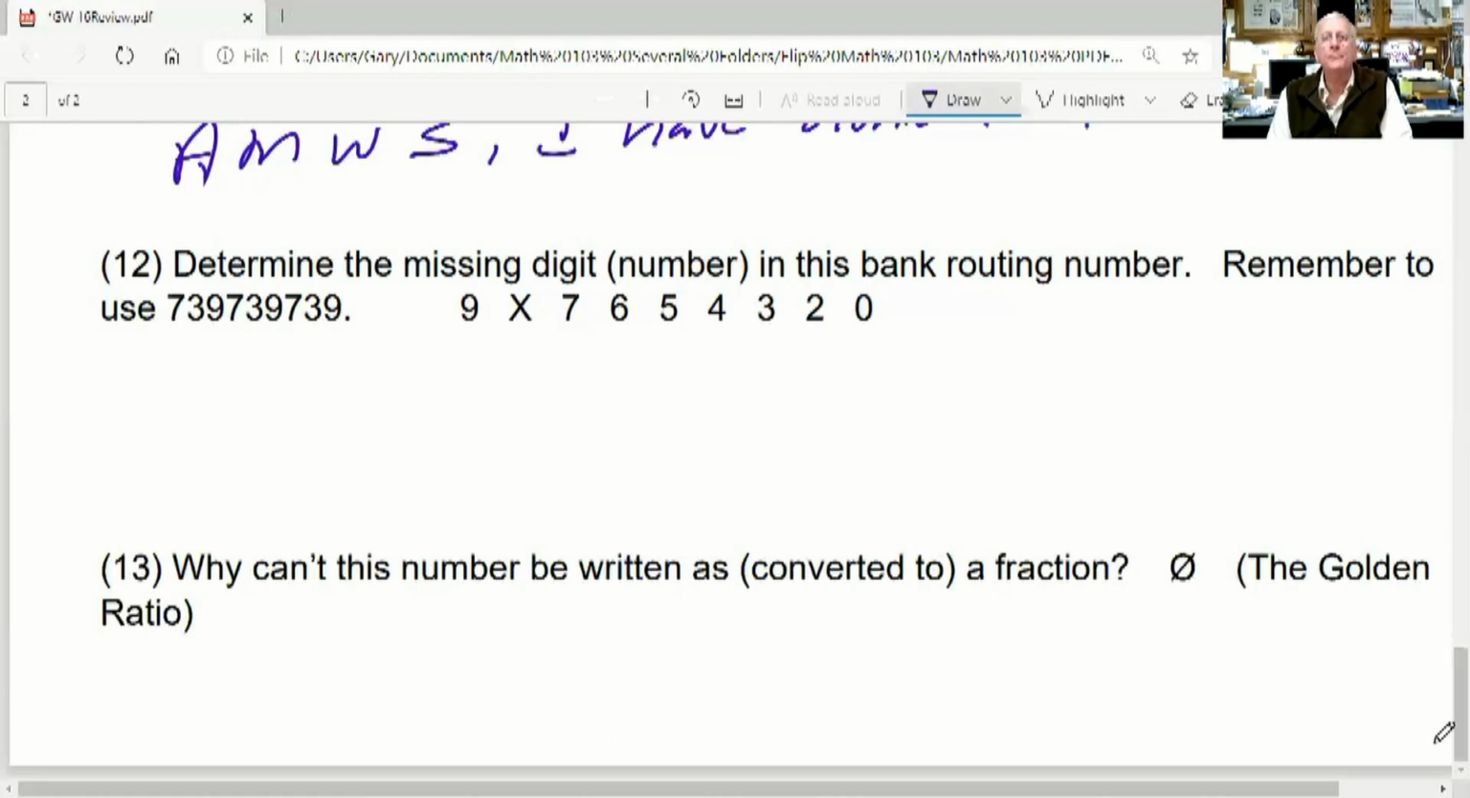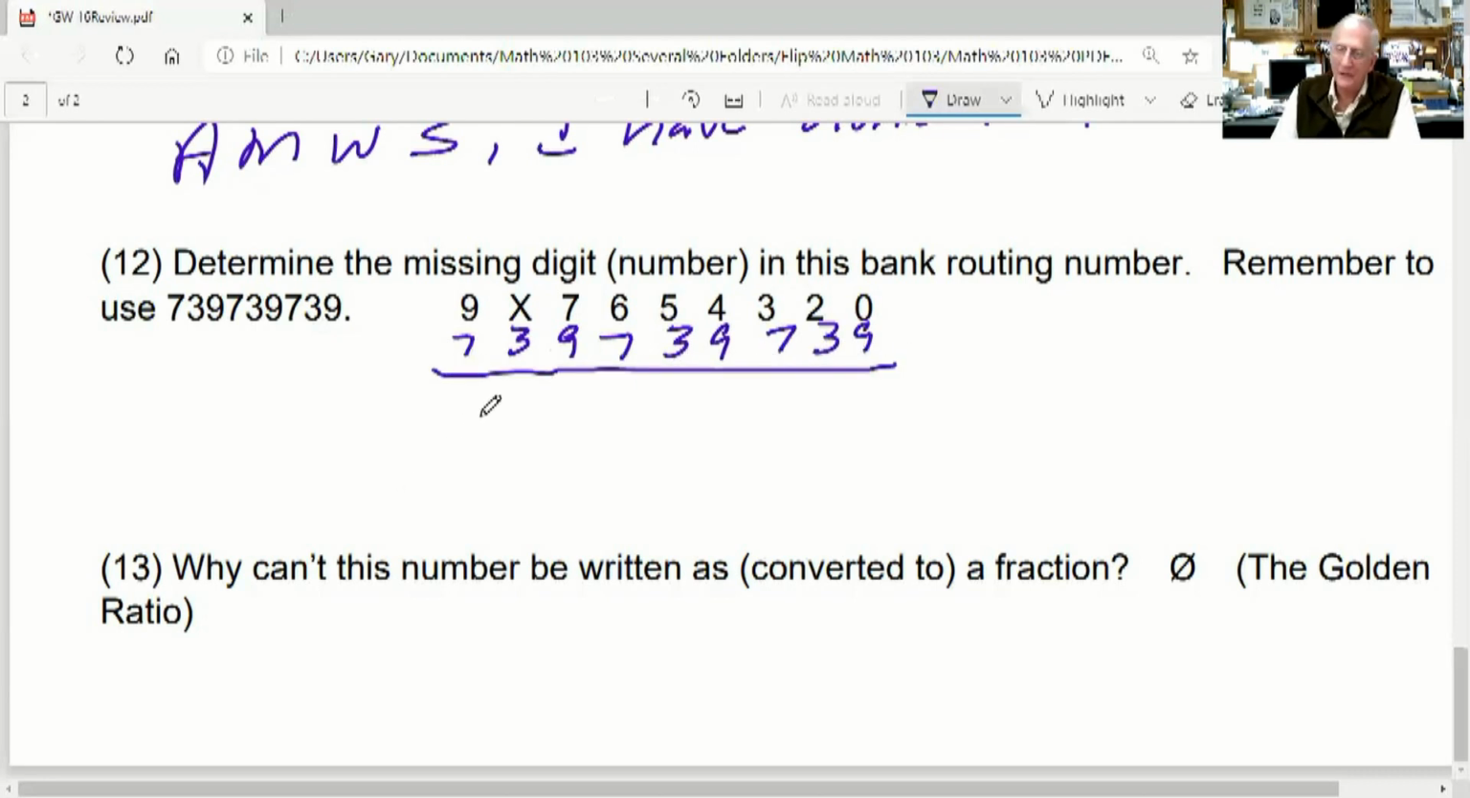Well, let's take a look at problem 12. Determine the missing digit in this bank routing number. Remember to use 739, 739, 739. Okay, these are a little more complicated because the numbers are a little larger, but we can handle it. So let's put them down. And let's multiply them out. 63, 3x, 63, 42. I'm going to put this one down here.